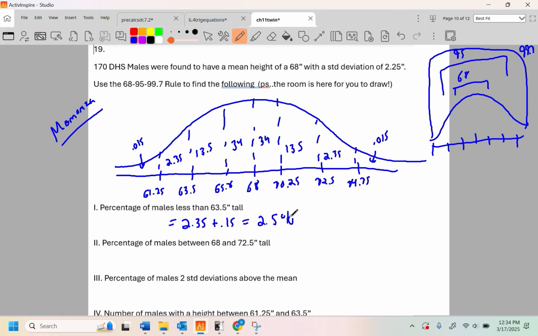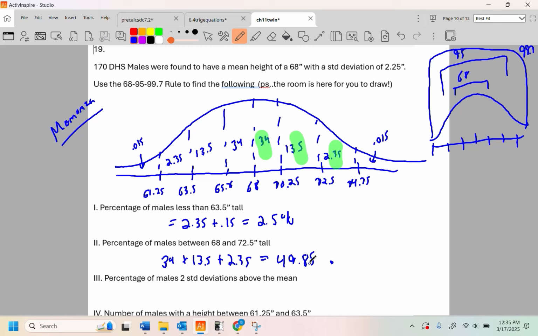Not hard. Percentage of males between 68 and 72 and a half. That's going to be that guy, and that guy. That's 34 plus 13.5 plus 2.35, which is 43.85, I think. Seems right. No, God, no. 49.85. I am off. Ugh. It's not the eraser. Okay, so 34 and 13 makes 47. 47 and a half, 49 and a half, 49.85.